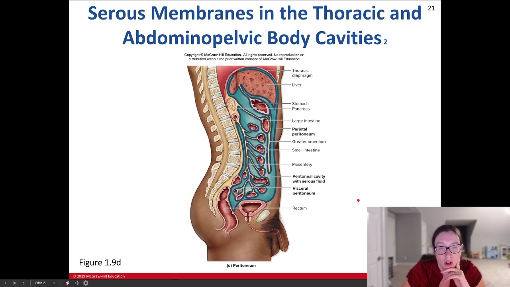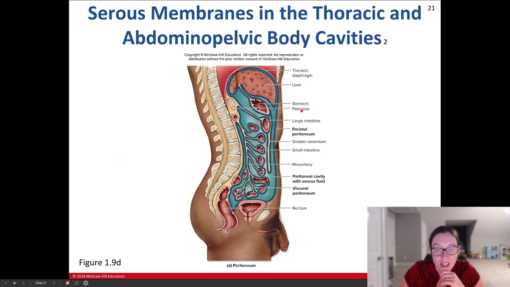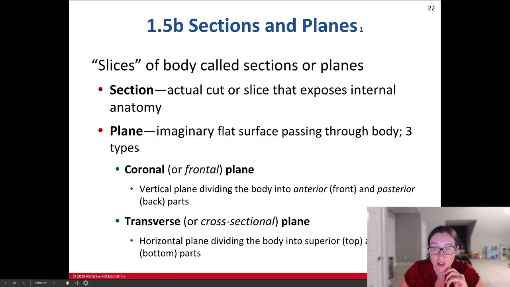So we have a whole bunch of organs that we've talked about inside all of these different cavities, but in order to find out more about these, we're not going to cut the person open usually, but we might want to take some medical images. And when we look at these medical images, or if we actually were going to slice a person, we're going to be looking at what we call sections and planes.